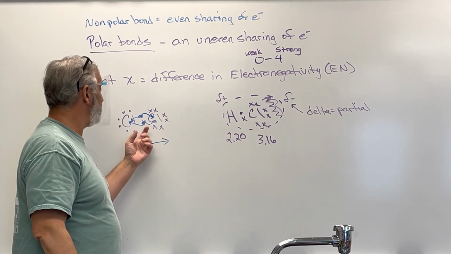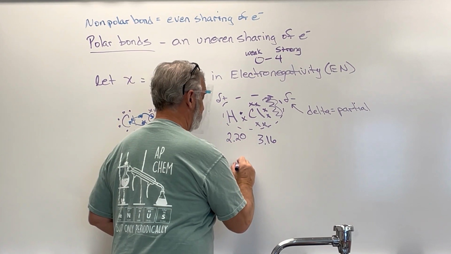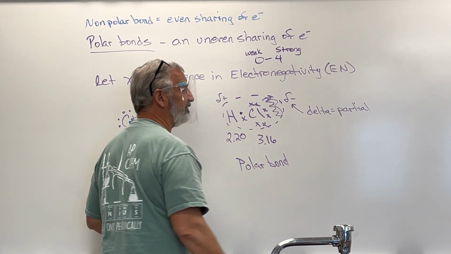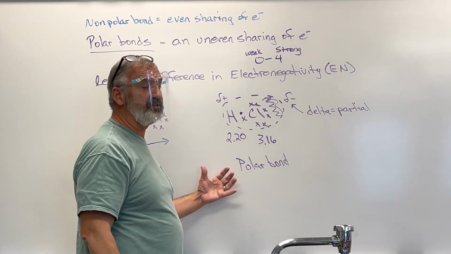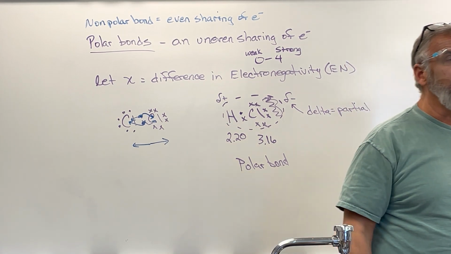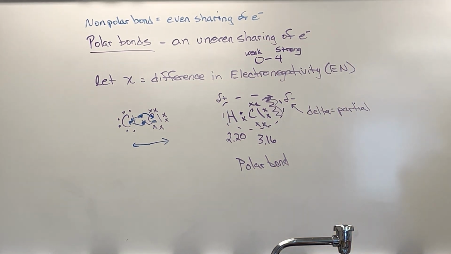So a nonpolar bond is a perfect sharing of electrons. A polar bond is when there's an uneven sharing of electrons. And we can use the scale that's there in your notes. If the difference in electronegativities is less than 0.4, they're about the same strength, which means the electrons are going to stay pretty much in the middle. It's going to be a nonpolar bond, a symmetrical distribution of electrons.